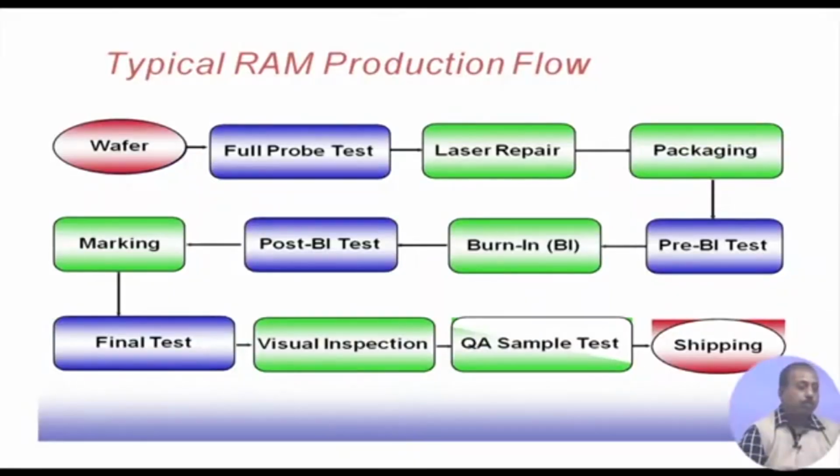Then it goes into the burn-in phase, where it is subjected to a long test sequence, maybe with different types of patterns. Some chips will survive the burn-in phase, and they will go to the post-burn-in test, where some more tests are done. Then the marking will be done, like which one is good, which one is bad. Then the final test will be done, visual inspection, quality assurance sample test, and then shipping. So, this is the total RAM production flow.